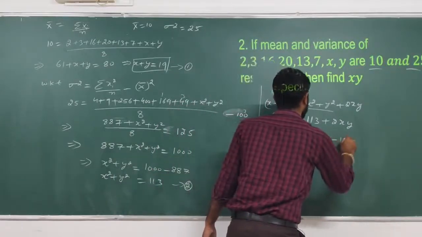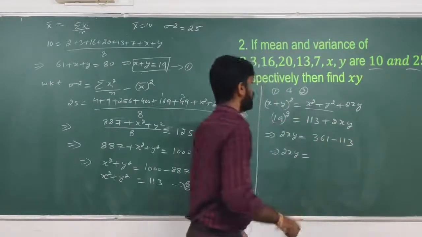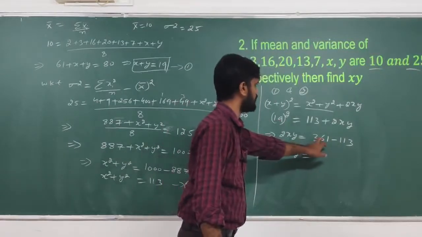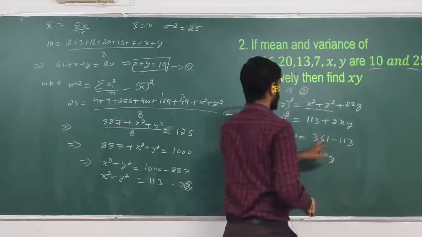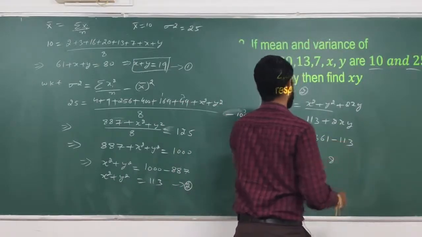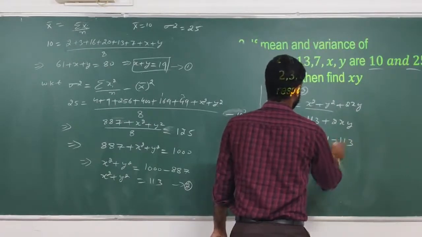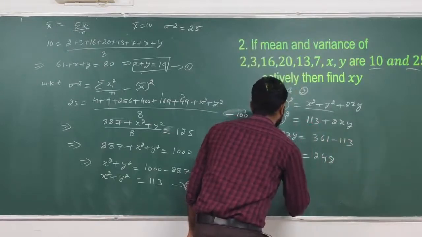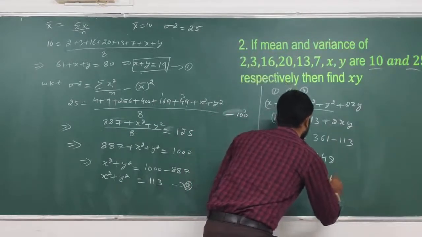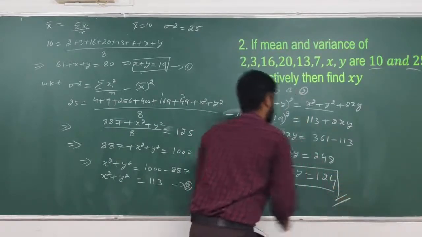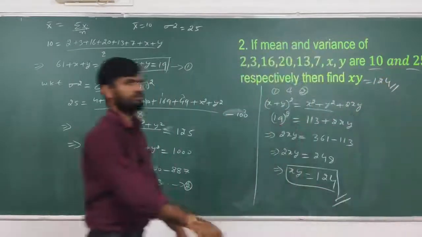19 square is 361. 361 minus 113. So 2xy is equal to 248. Now divide throughout the equation by 2, then xy is equal to 124. The value of x into y is 124. This is the answer. Simple only.